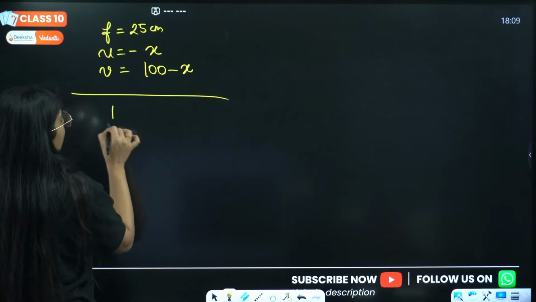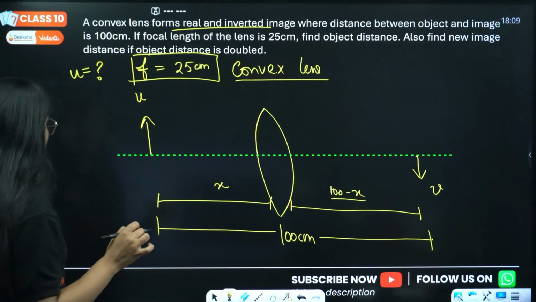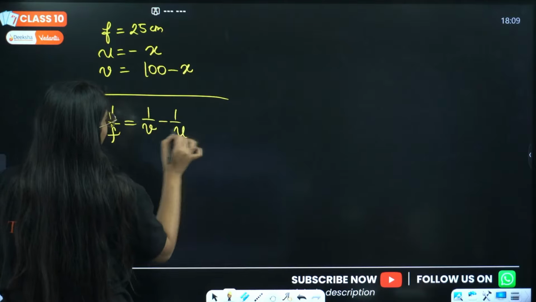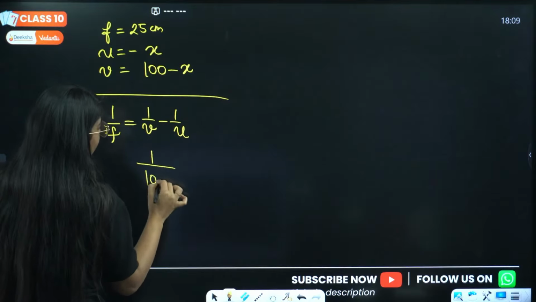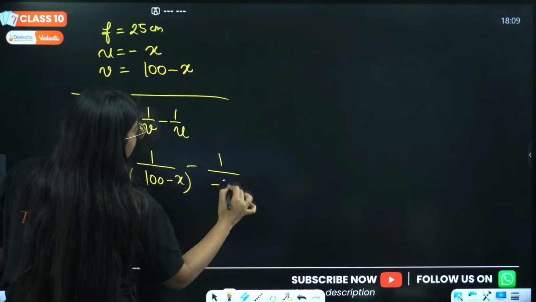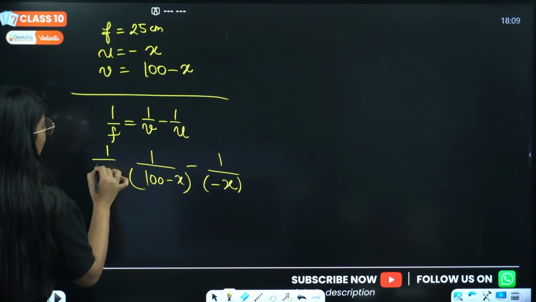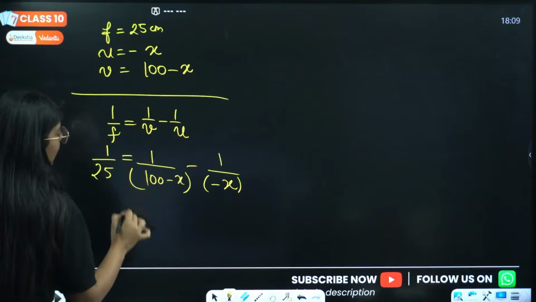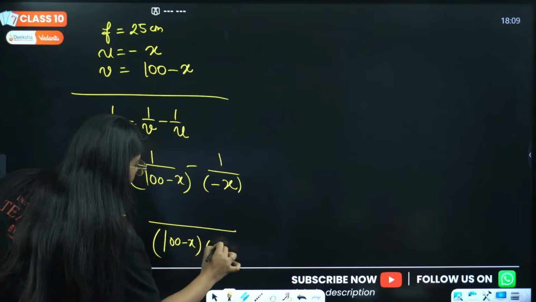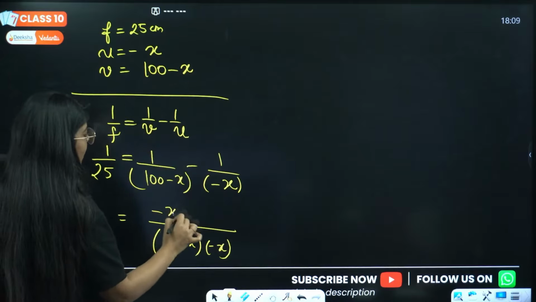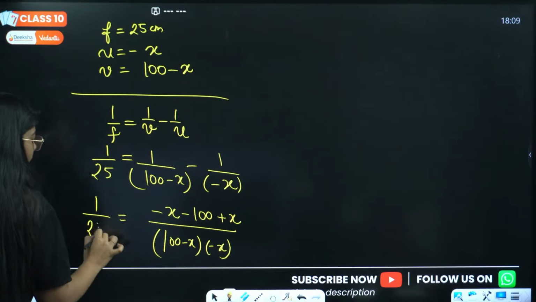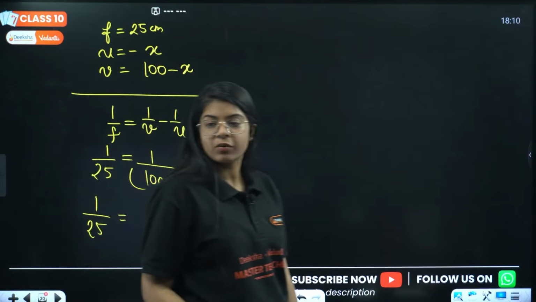Now, using lens formula, 1 by f equals to 1 by v minus 1 by u. So 1 by v is 1 by 100 minus x, minus 1 by u will be minus x, right? So this is 1 by 25. Now if you just take the LCM, 100 minus x into minus x, and this will be minus x minus of 100 plus x. Are you fine with this kind of calculation? You can do it, right?